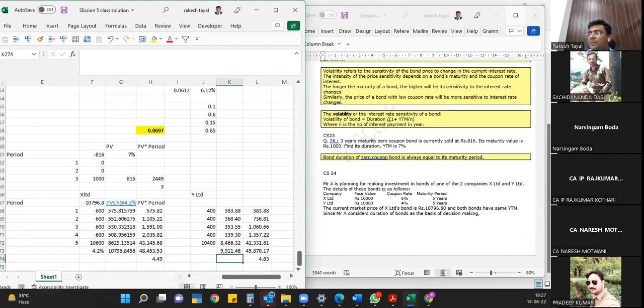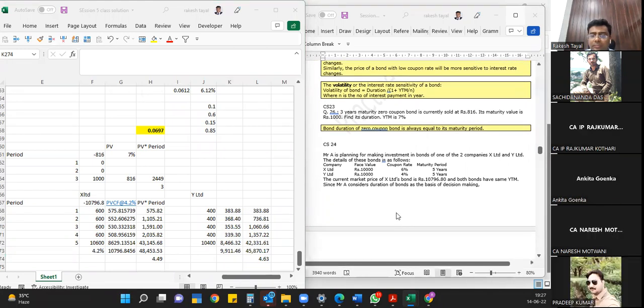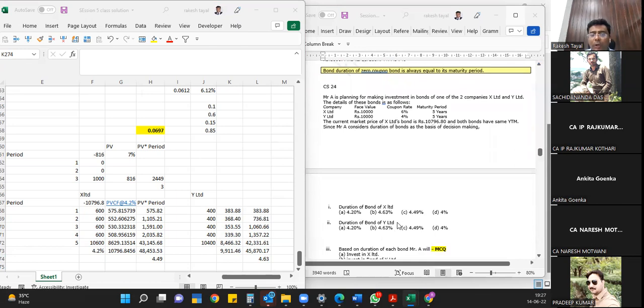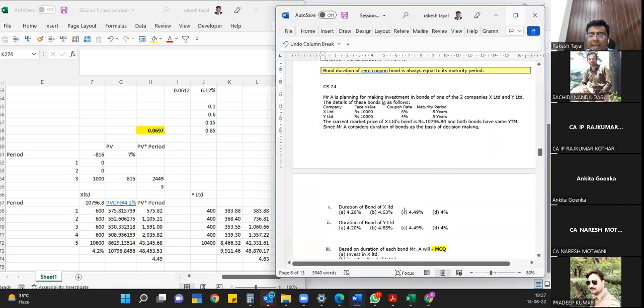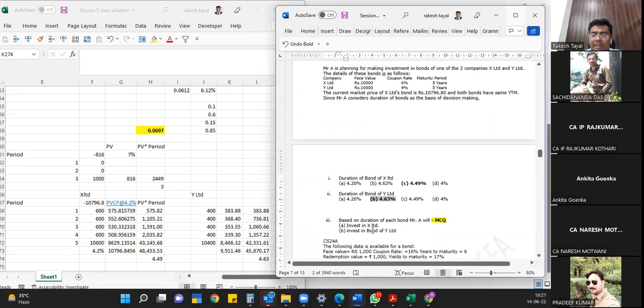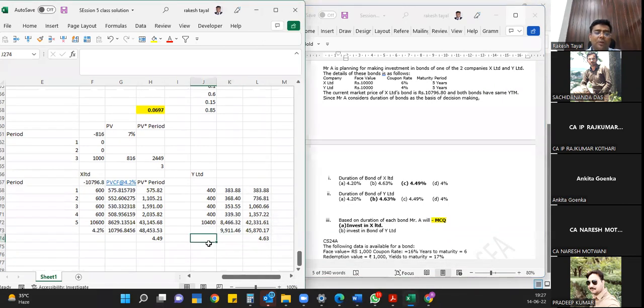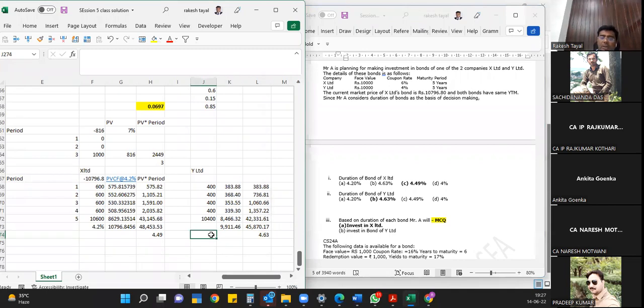So which bond is better to invest in? 4.49. Yeah, so lower duration is always better for the bond. So duration of X Limited is 4.49, answer is C, and duration of Y Limited is 4.63. Based on this, Mr. A will invest in X Limited. So this is one MCQ question that will be there: you will invest in the bond which has the lower duration.